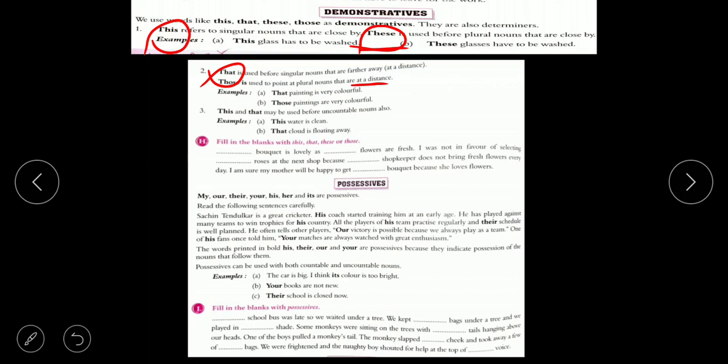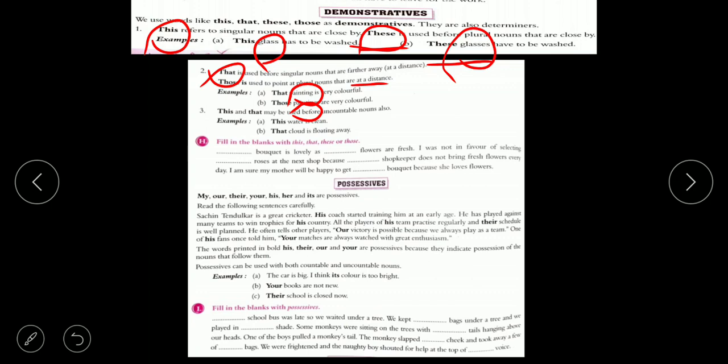Examples: this glass has to be washed. Glass is a singular noun and close by, and these glasses for plural nouns. That painting is singular. For a singular painting we use that, and for paintings plural we use those. This and that may be used before uncountable nouns, as in: this water is clean, that cloud is floating away. For uncountable nouns we use this and that.